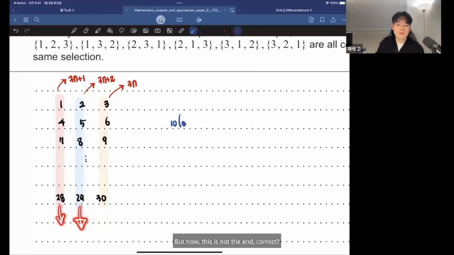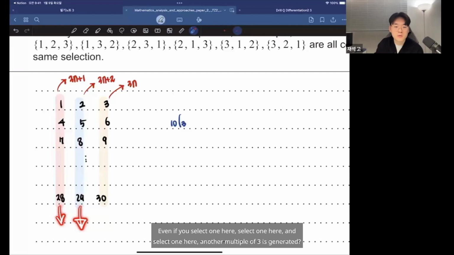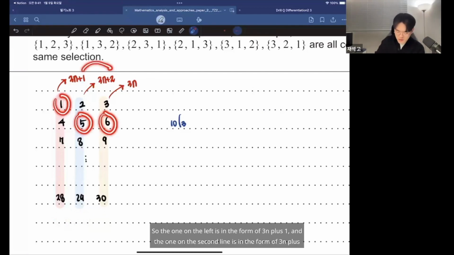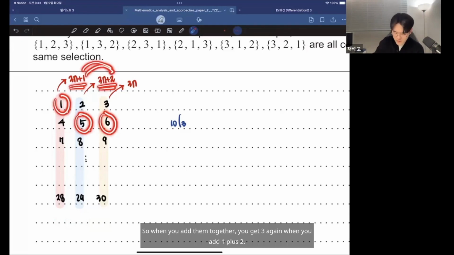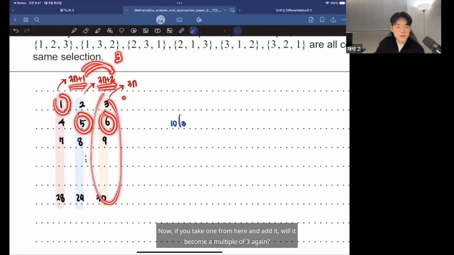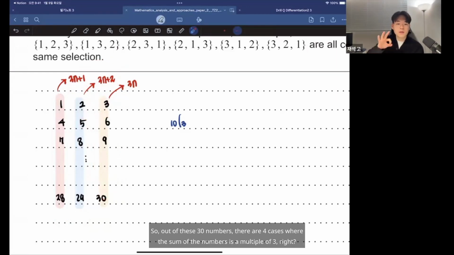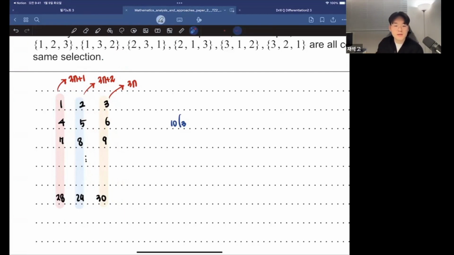But now this is not the end, correct? Even if you select one here, select one here, and select one here, another multiple of 3 is generated. So the one on the left is in the form of 3n plus 1, and the one on the second line is in the form of 3n plus 2. So when you add them together, you get 3 again when you add 1 plus 2. Now, if you take 1 from here and add it, will it become a multiple of 3 again? So out of these 30 numbers, there are 4 cases where the sum of the numbers is a multiple of 3, right? Is that correct?